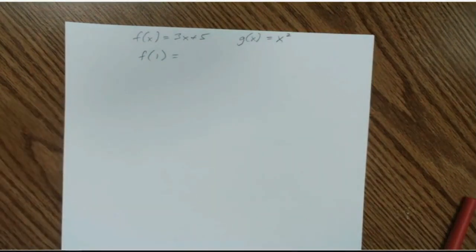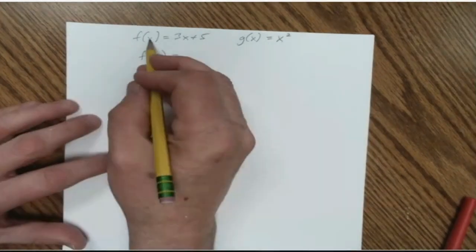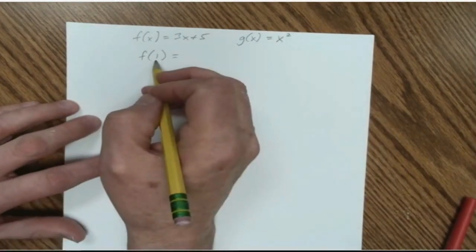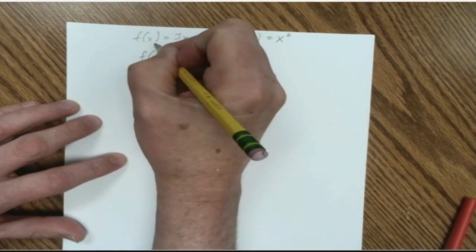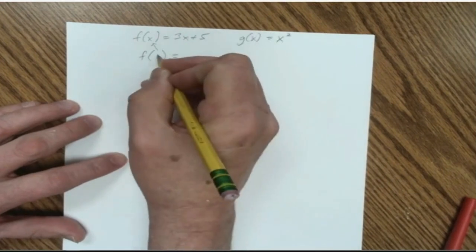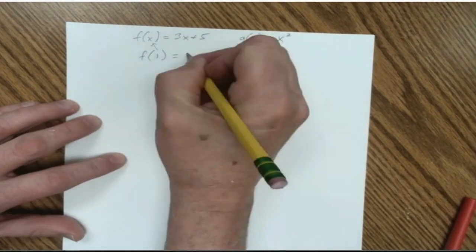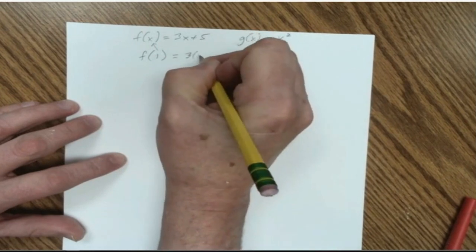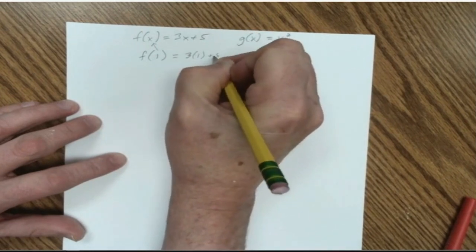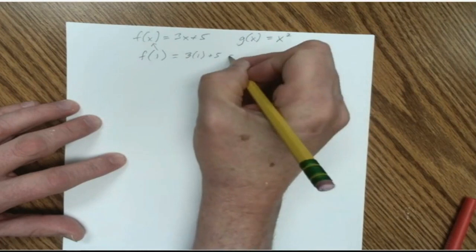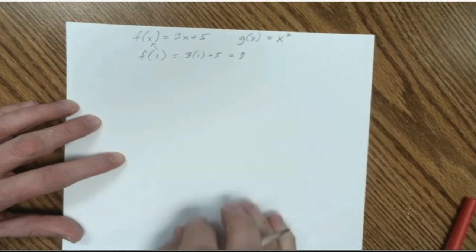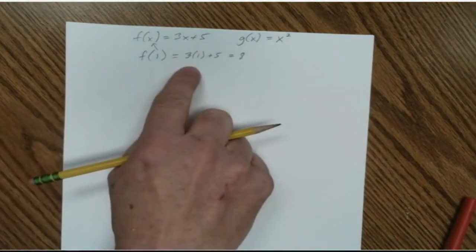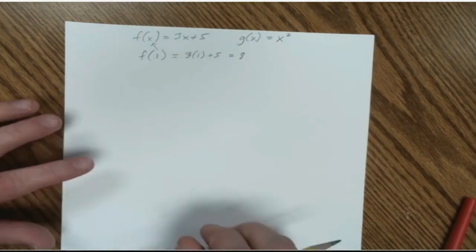So what does it mean when I put this? F of 1. Well, it was f of x, now it's f of 1. That just means we're going to substitute in for x whatever's in this parentheses, which happens to be 1. 3 times 1 plus 5. So f of 1 will equal 8. Right? Because 3 times 1 is 3 plus 5, it equals 8.